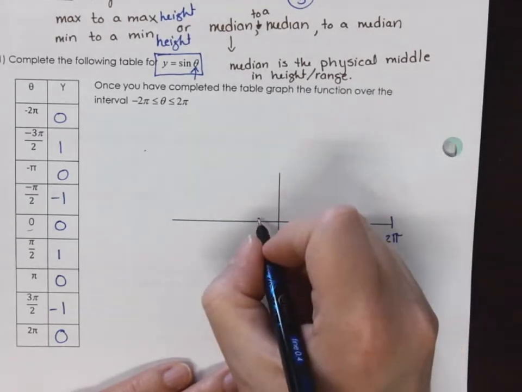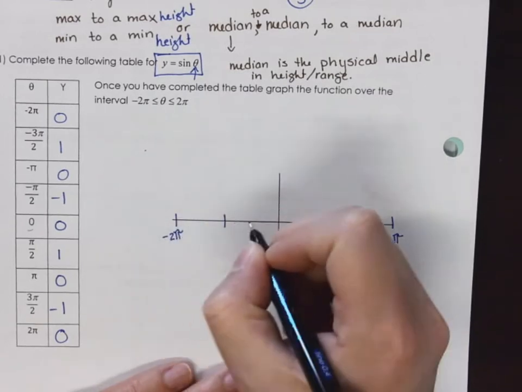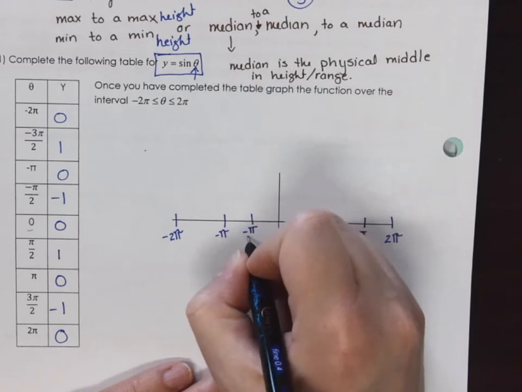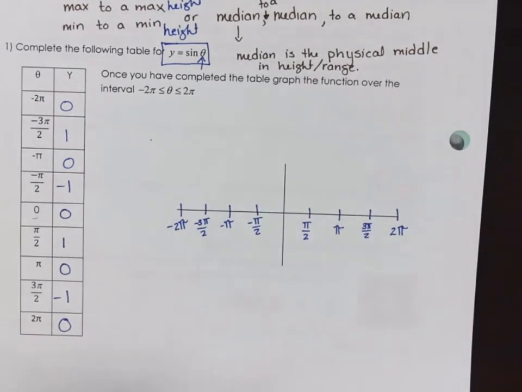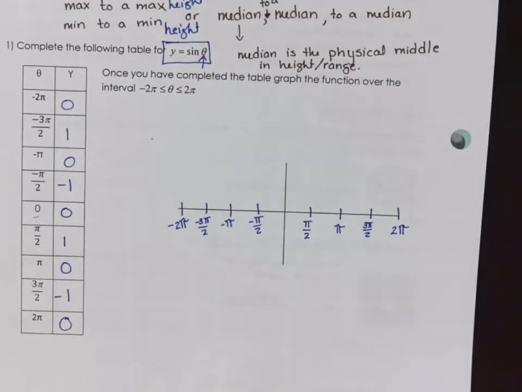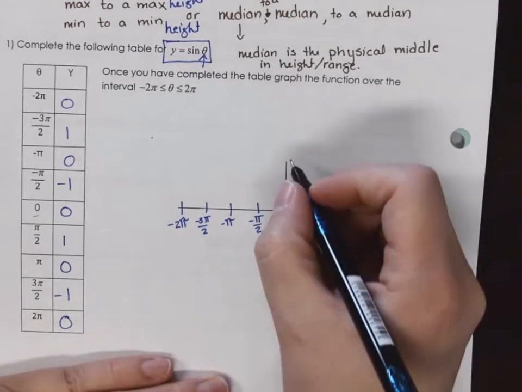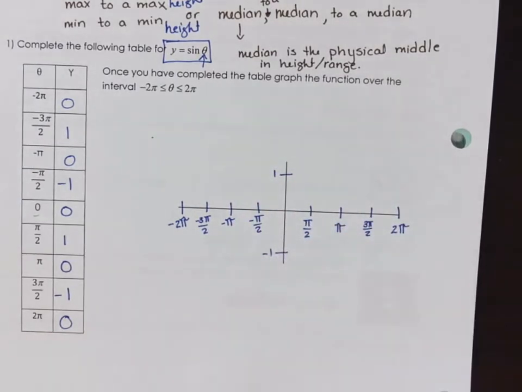What's my maximum height of this graph? 1. What's my minimum height of this graph? Negative 1. What's my median of this graph? 0. Good call, good call. Oh, so I guess I gotta put some increments on the y-axis: 1, 0, and negative 1. Alright, that's exciting, everybody.